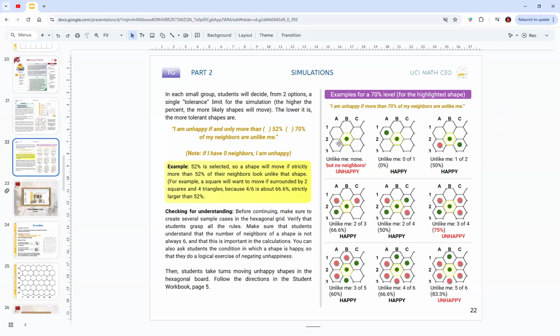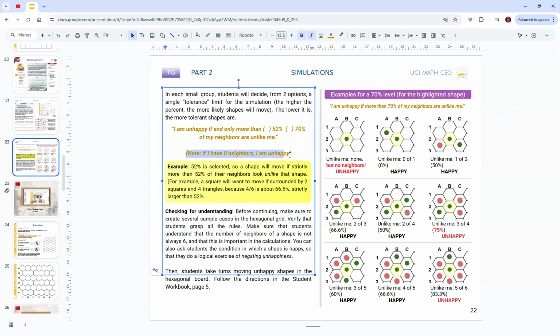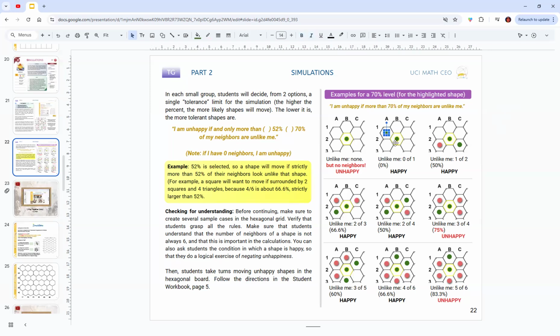In this first case, there's nothing unlike me, right? I don't see any red shapes, but I have no neighbors. I have 0 neighbors, so I'll move. I'm unhappy just by the definition of the problem. It's just a rule, this part of the rule. So I'm unhappy. Here we have 1 neighbor, so 0 out of 1 are unlike me. So 0% problems somehow. So happy.